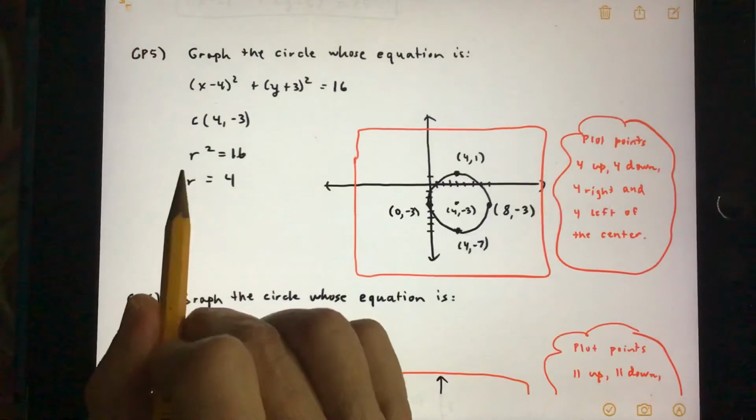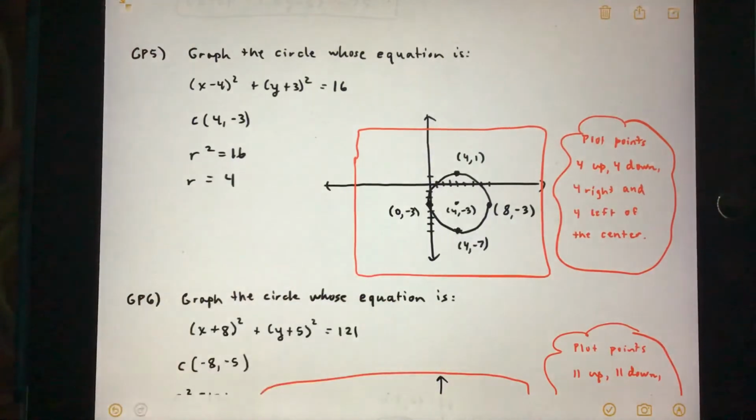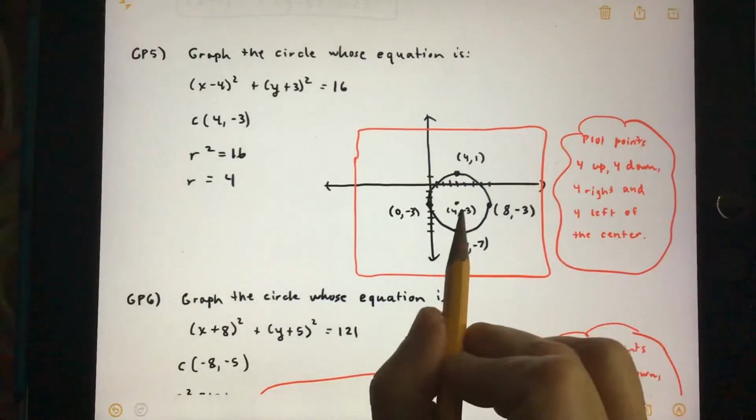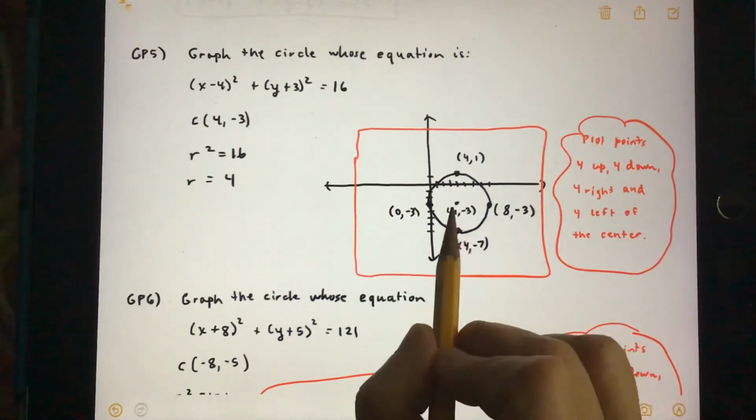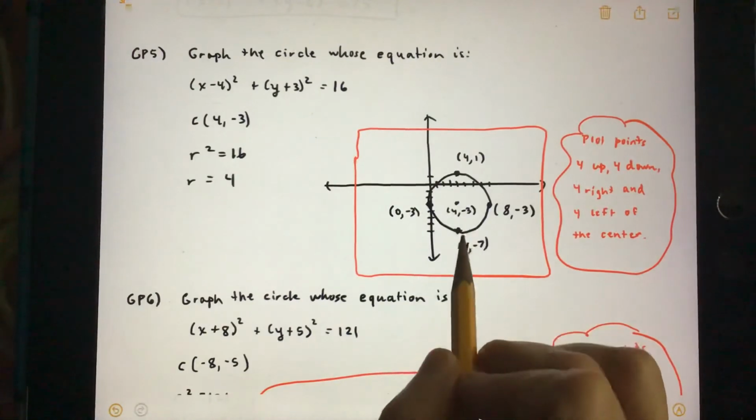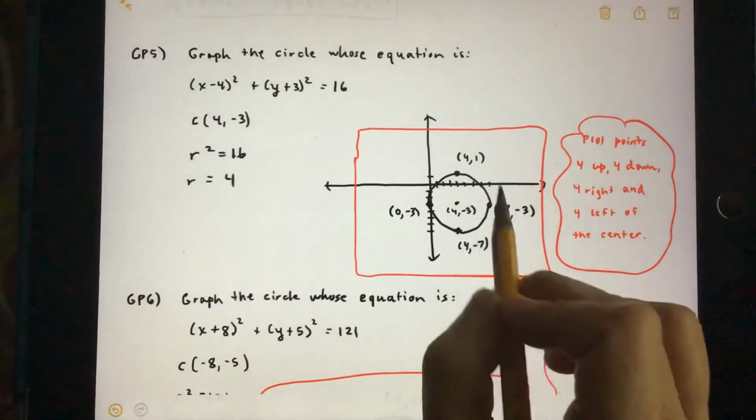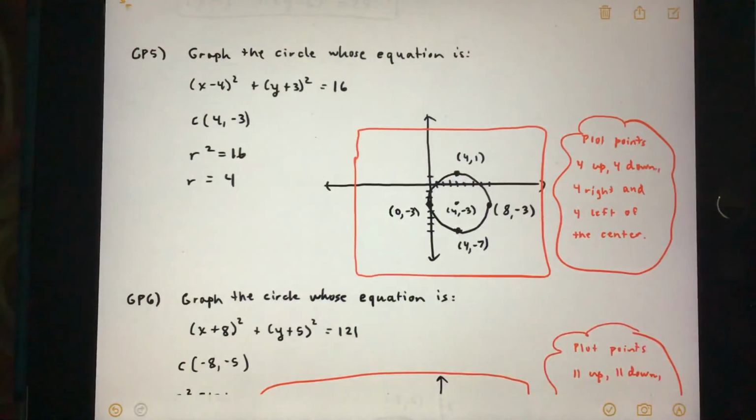Now I figure out my radius. The radius squared is 16. So the square root of 16 is 4. So my radius is 4. So now I'm going to go back to my graph here. I already have my center down at (4, negative 3). What I'm going to do is plot points 4 to the right, 4 up, 4 to the left, and 4 down. And then I'll draw a circle through those 4 points. And I will label the ordered pairs that represent each of those points.